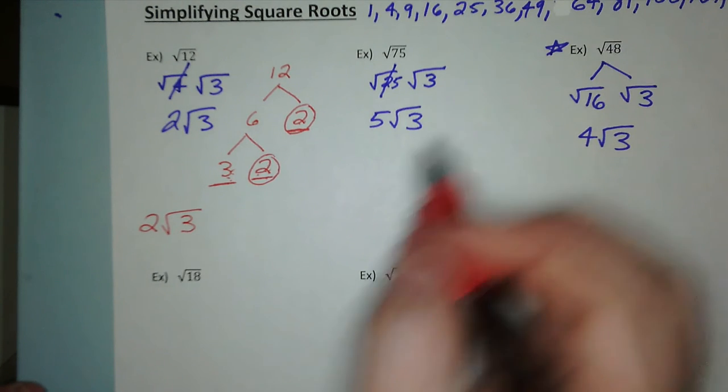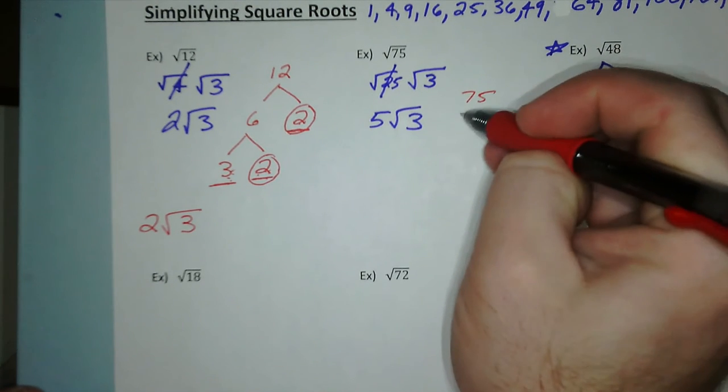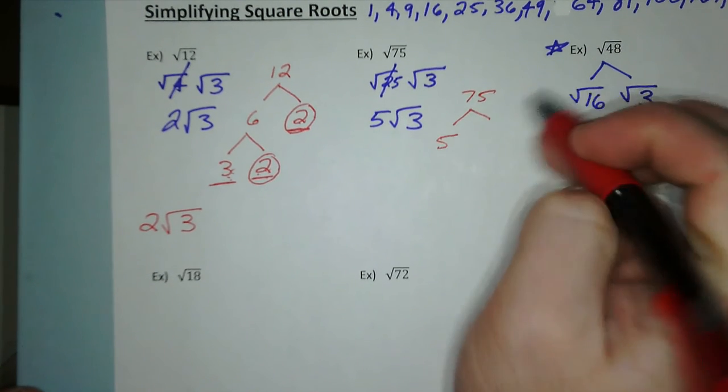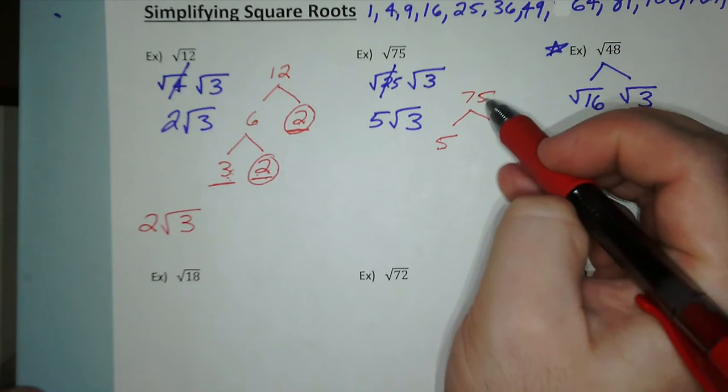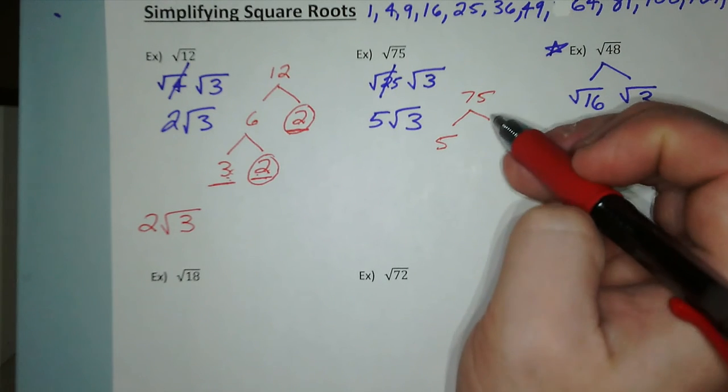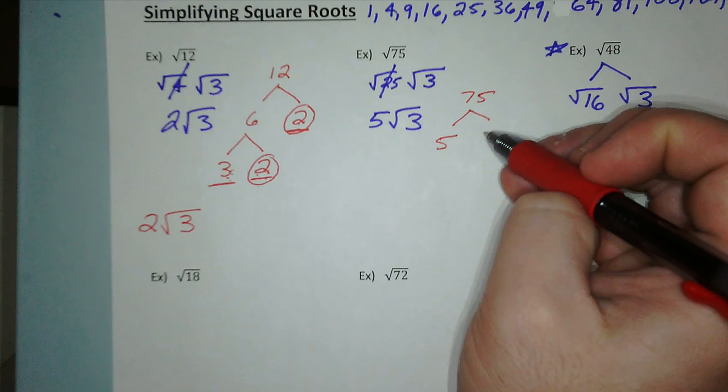Okay? So here with 75, I could start off with 25 and 3, but what, 5 times 14, is it? No.